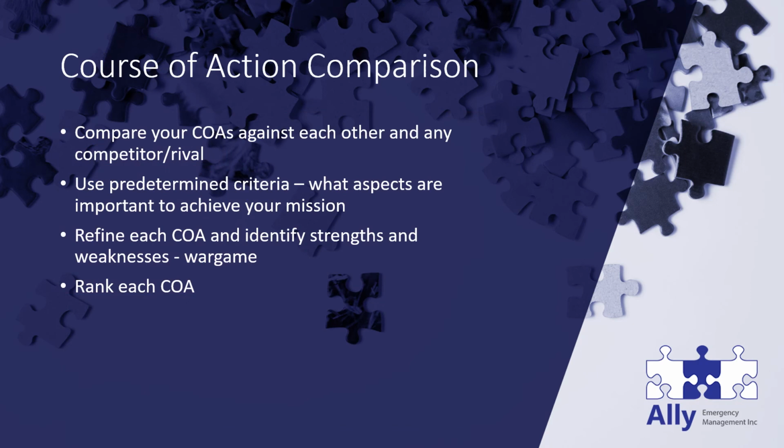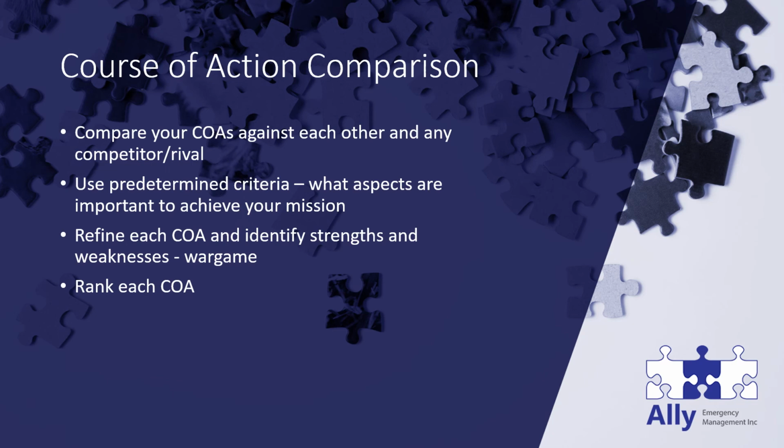The next step is the course of action comparison. And that's the opportunity to take your COAs and compare them against each other and compare them against any COAs that you've derived for a competitor or a rival or COVID or what have you. And remember, we talked earlier on about most likely and most dangerous COAs for the rival, and however many COAs that you've come up with. We usually go with 3, but there's nothing that says it has to be 3. And that gives you the meat that you need to do your COA comparison.